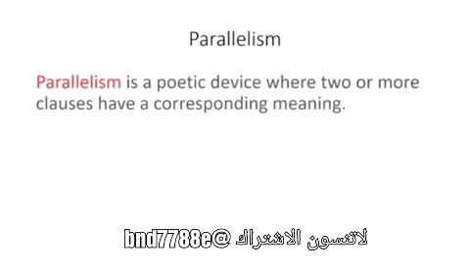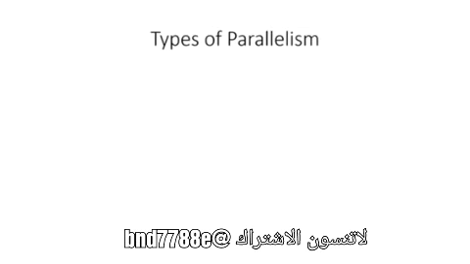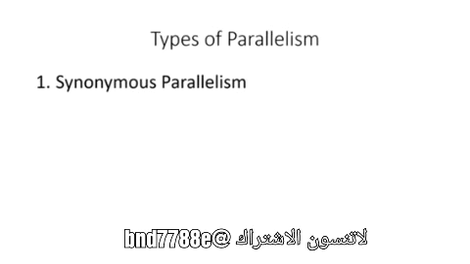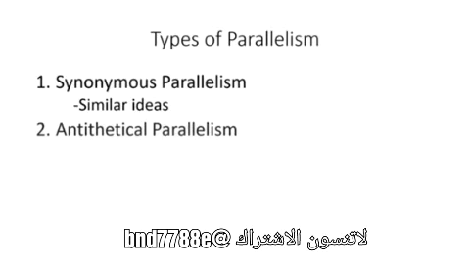Parallelism. What is parallelism? Parallelism is a poetic device where two or more clauses have a corresponding meaning. There are two major types of parallelism. Of course, there are more, but the two major types are synonymous parallelism, where two or more clauses have similar ideas, and the second major type is called antithetical parallelism, where two or more clauses have opposite ideas.